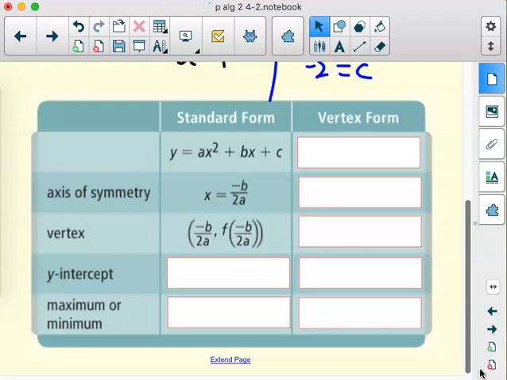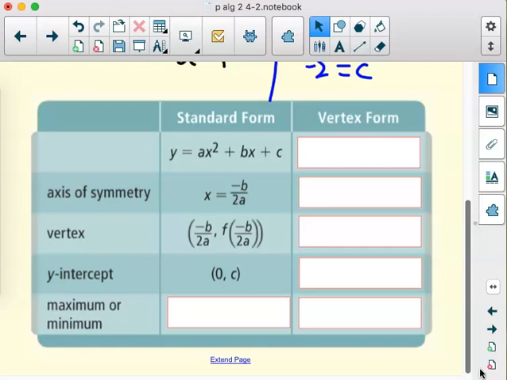All right, this one, we might overthink it for a second, but remember this was a really easy thing to find in standard form. What is the y-intercept? C. And as a point, it's 0c. Now, where do we find the maximum or the minimum of a standard form parabola?